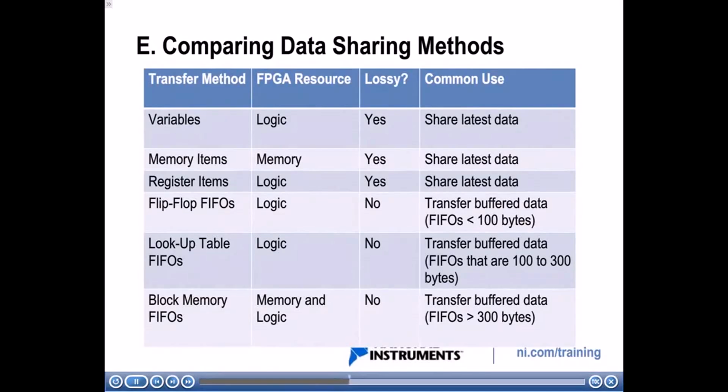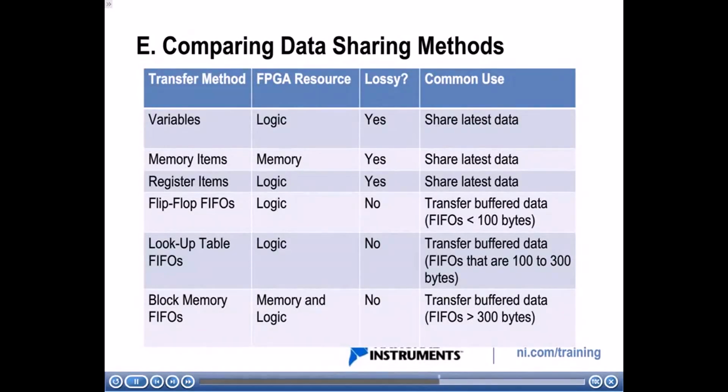So we see here on the list there's variables, so you can use local variables or global variables, or you can use a memory item, or you can use a register item. You notice that in the lossy column, all of those are lossy because they're only sharing the latest data. Okay. Let's say, however, that you need to actually share all the buffered data. So you want to make sure every value that was written gets read on the receiving side. In that case, you want to use FIFOs. Okay, so we see that on the different FIFO implementations, those are not lossy, right?